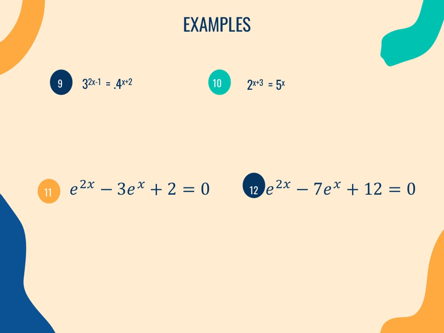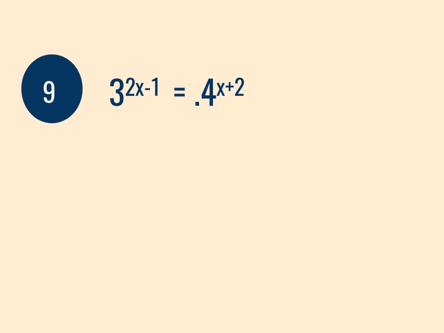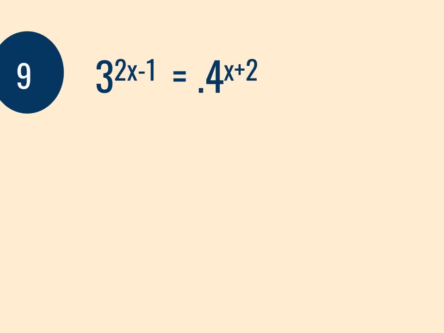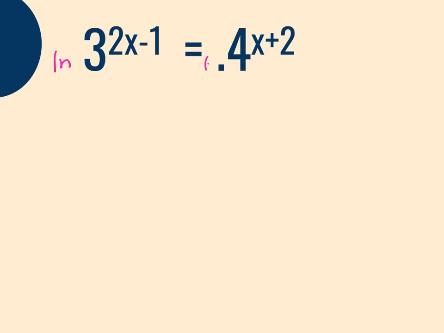I think this is our last round. Yep. Okay. So 3 to the 2x minus 1 equals 0.4 to the x plus 2. So the base got messy because it's a decimal, but it's the exact same thing, right? There's still two bases that can't be changed to be the same. So I'm going to ln both sides. So I get ln 3 to the 2x minus 1 equals ln 0.4 to the x plus 2.